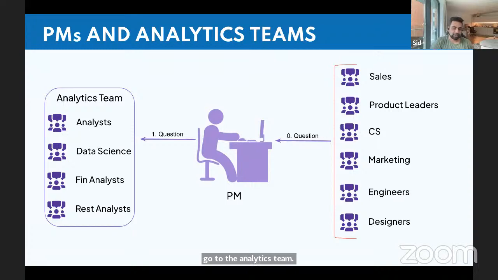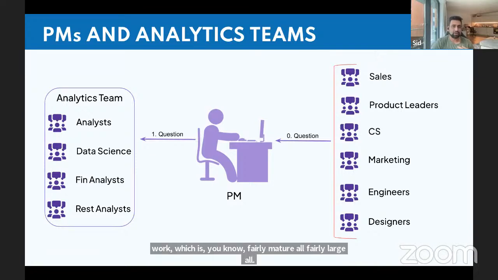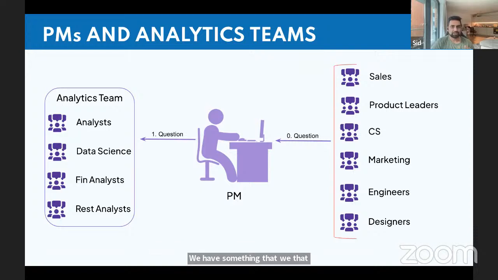Now, depending on the size of the org, within the analytics team, you can have different personas, right? This is an example from where I work, which is a fairly mature, fairly large org. We have a team called analysts. There is a data science team. There are financial analysts that primarily work for sales and the CFO, and there are restaurant analytics and things like that. So as soon as the question comes in, the product manager will probably work with somebody we internally call the analytics head or the insights head, and they will identify the right team or the right person to field that question.